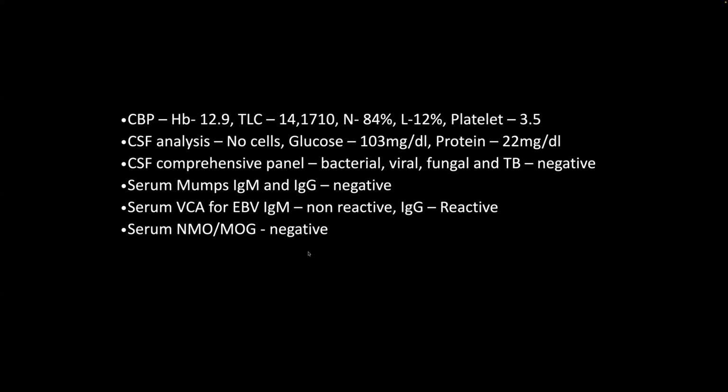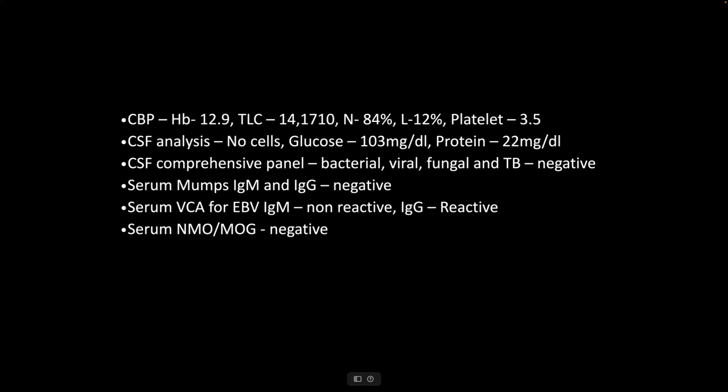This also covers listeria. Serum mumps IgM and IgG was sent as the child had a doubtful history of mumps 1.5 months ago, which was negative. We have sent viral capsid antigen for EBV, IgM was non-reactive and IgG was reactive. And serum NMO was sent, which was negative.